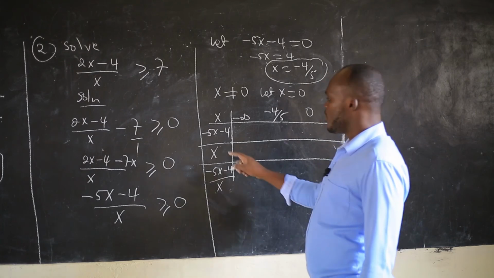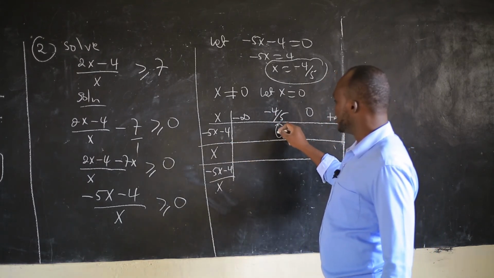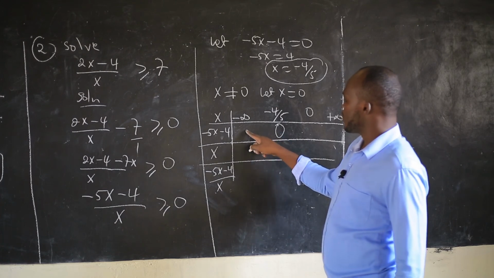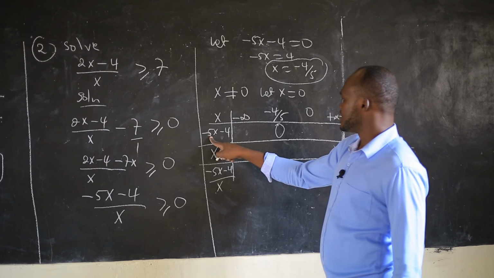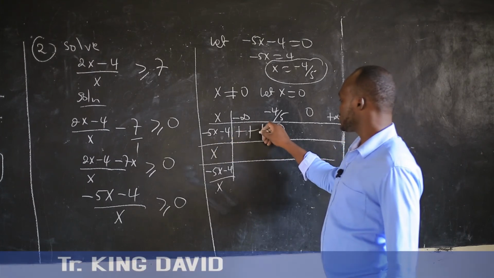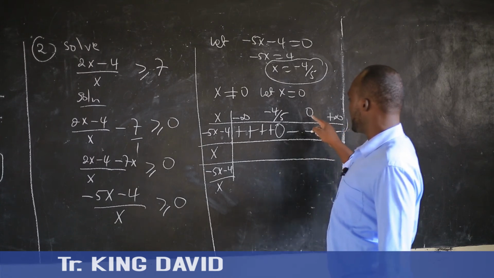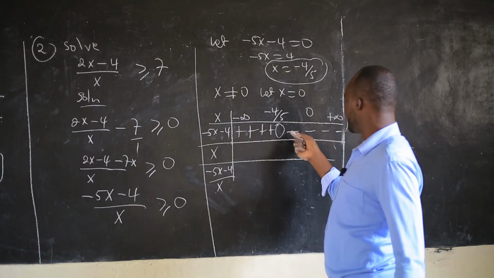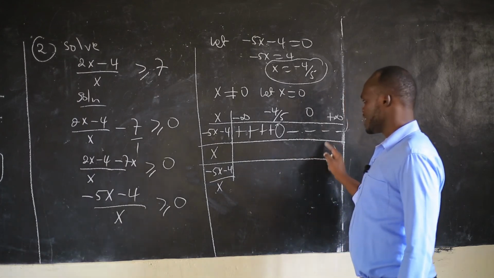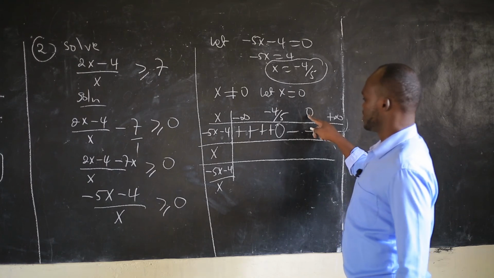Now, for this expression, our x is negative 4 over 5, meaning that it will give us 0. So here we put the opposite sign of the coefficient of x. It is negative, so here it will be positive, and here its side is negative. For example, if I use 0, if you put the 0 here, you get negative 4. You see that negative 4, the answer, has a negative sign. Now, for x, its root is 0.